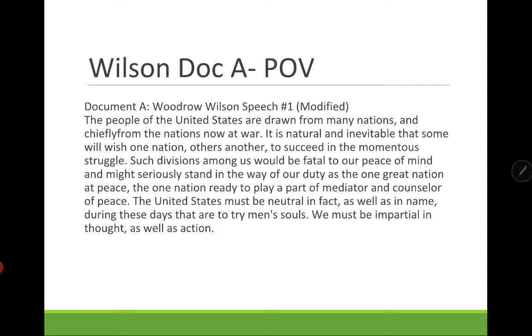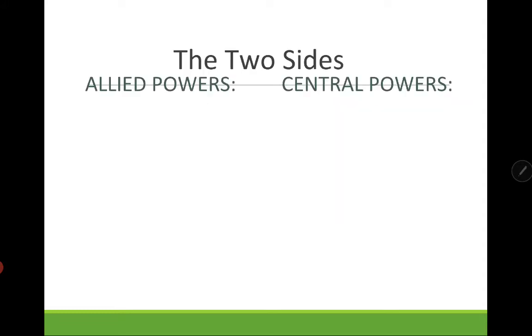We must be impartial in thought as well as action. This is Wilson's original idea for World War I. We must be neutral. And so what he wants to do is not get engaged with the war, remain neutral, and he tries to pursue this policy.